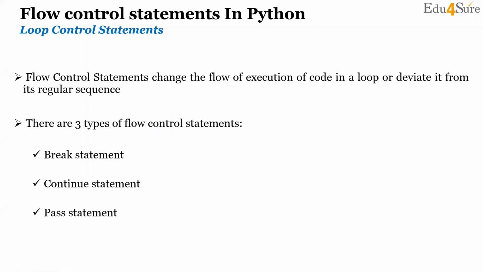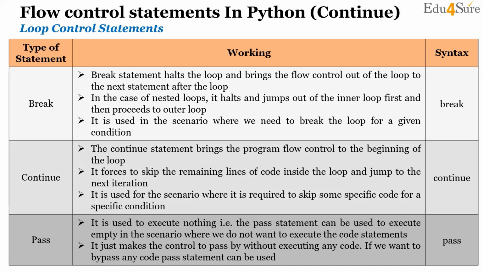Let us now talk about the flow control statements in Python. Flow control statements change the flow of execution of code in a loop or deviate it from its regular sequence. There are three types of flow control statements, namely the break statement, continue statement, and pass statement. Let us talk about each of them one by one. First of all, the break statement.